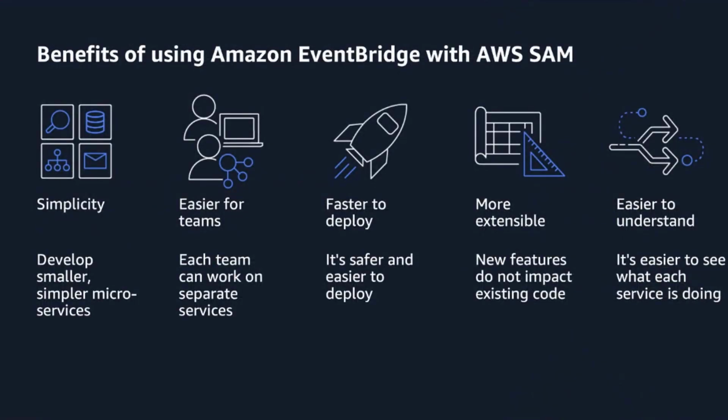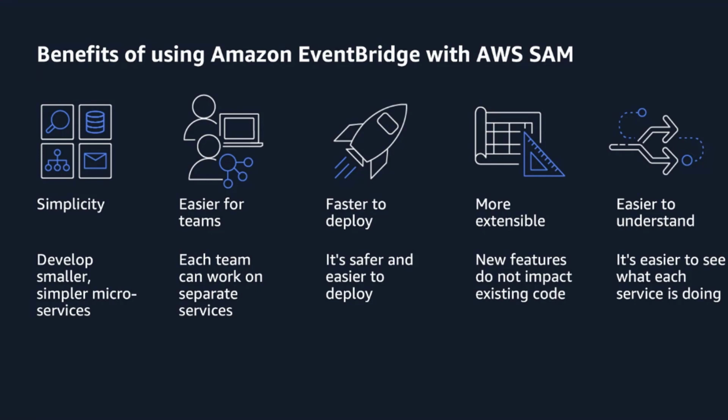There are several benefits when using SAM with EventBridge. First, you can build smaller microservices that communicate using events and you deploy with SAM. This can help with simplicity. Second, if your organization has teams of developers working on separate services, it allows each team to be in control of their own service and operate independently. SAM can make it safer and faster to deploy new versions and features of your software.